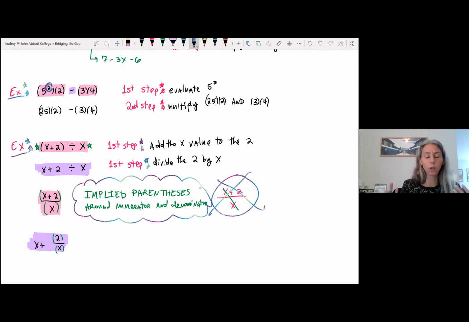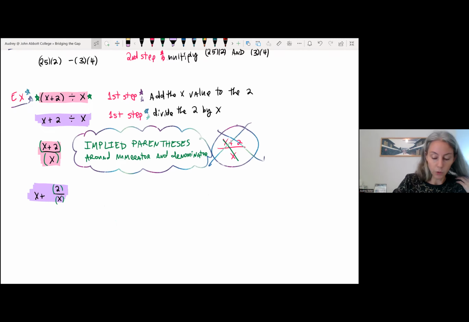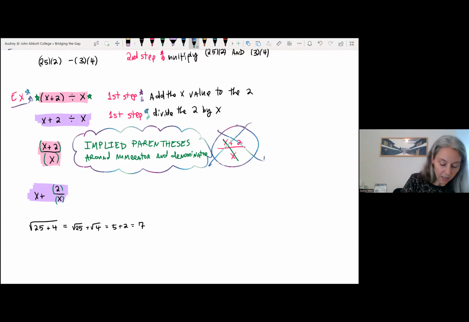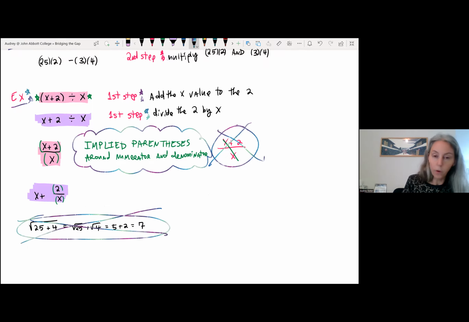Another time that it's important to think about implied parentheses is when we have radicals. So like maybe I have, for example, the square root of 25 plus 4. Now you might be like, oh, that's just equal to the square root of 25 plus the square root of 4, which is equal to 5 plus 2, which is equal to 7. But this is not true, totally wrong. The square root of 25 plus 4 is just equal to the square root of 29.